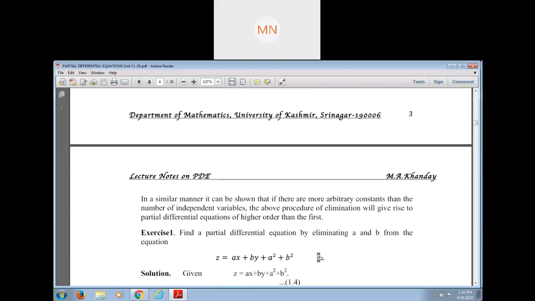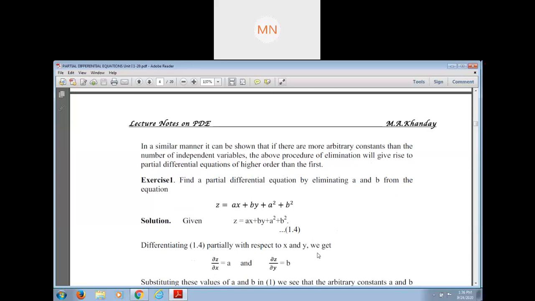Let us take an example; it will be clear. Suppose this one: find a partial differential equation by eliminating a and b from this equation. This is an equation, and you have to find a partial differential equation by eliminating a and b. Here a and b are constants.